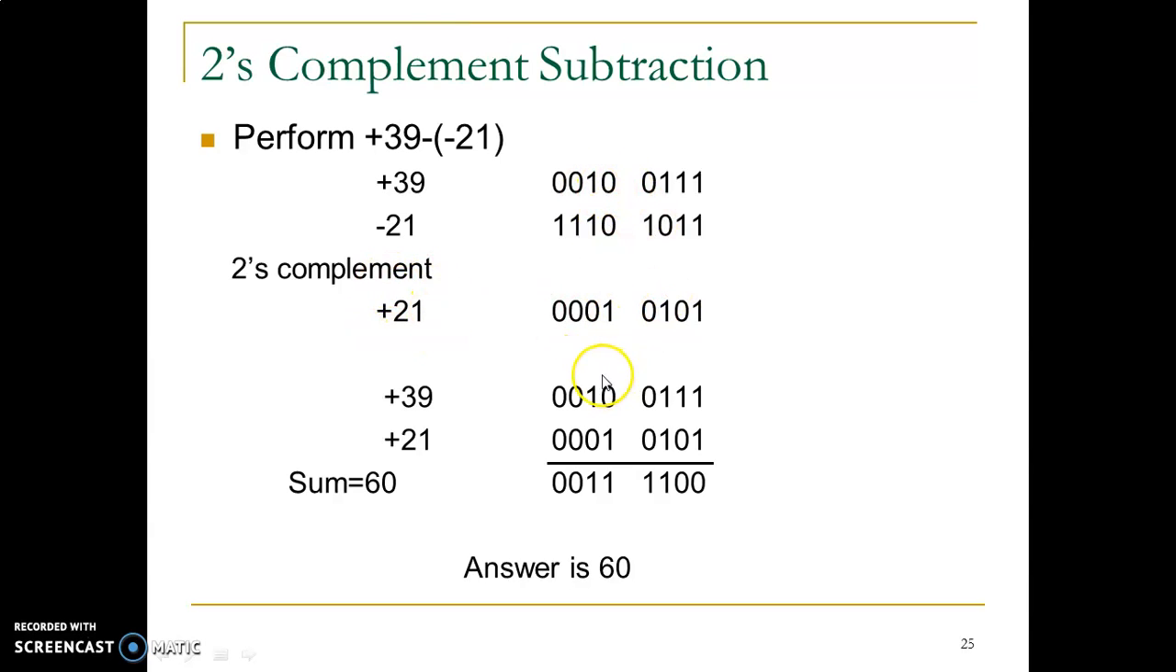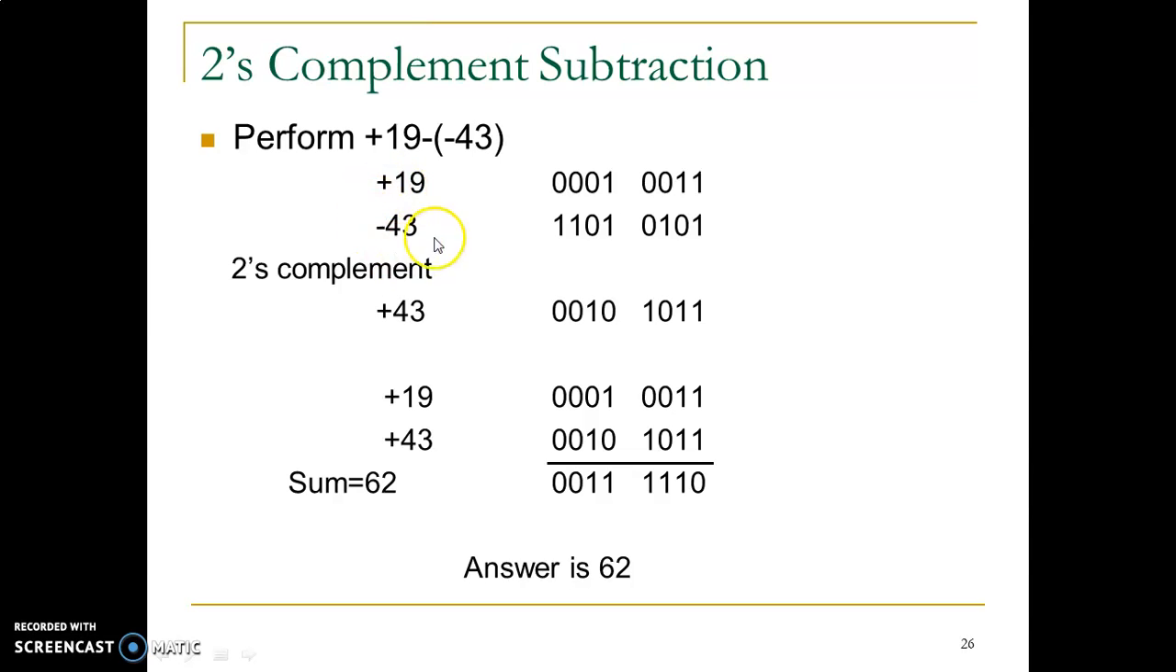Now plus 39 is added with this number. So this is the answer. Since this is a positive number, the sign bit is 0. The decimal equivalent of this is 60. Next, third case, we see the minuend is positive and the subtrahend is negative.